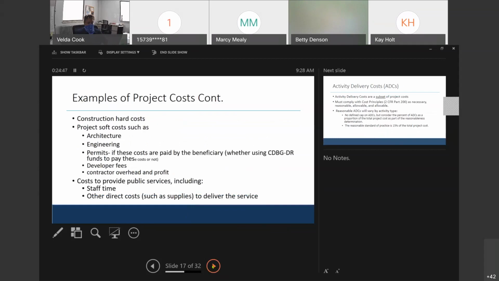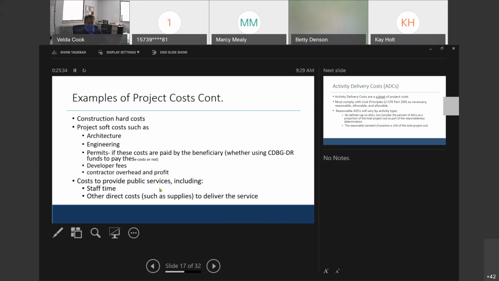Again, this is a continuation of some examples of project costs. It's your hard costs involved in your construction, and it's all of those soft costs that are involved, that cannot be left out, because if they're left out, then the project cannot move forward. So we're looking at architecture and engineering, anything that ties to that project cost, to that activity being able to be developed. And of course, contractors build in overhead and profit. So all of those are just examples of your project costs.